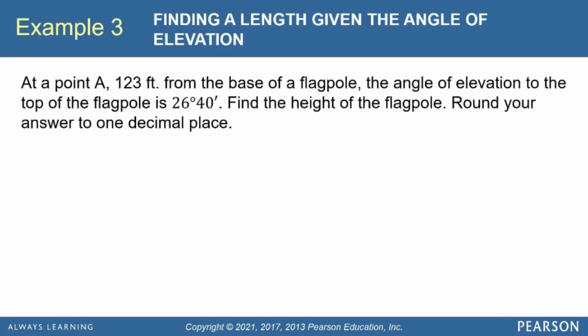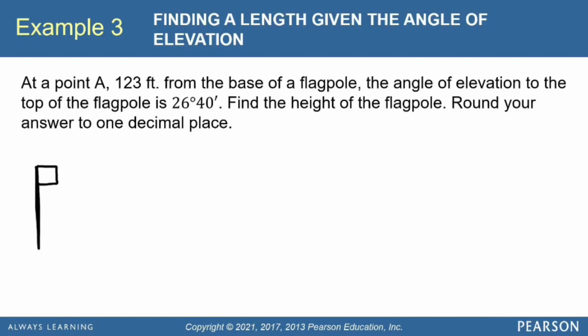So here is example 3 for us. This says, at a point A, 123 feet from the base of a flagpole, the angle of elevation to the top of the flagpole is 26 degrees and 40 minutes. Find the height of the flagpole. Round your answer to 1 decimal place.